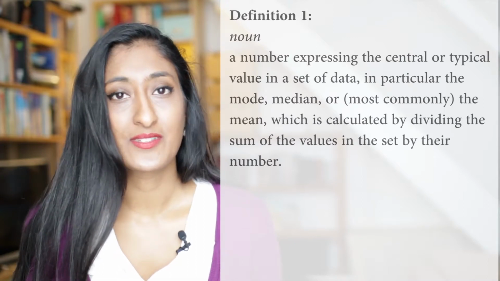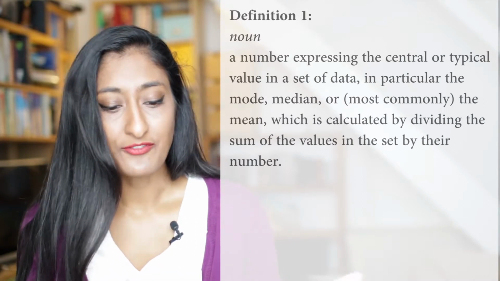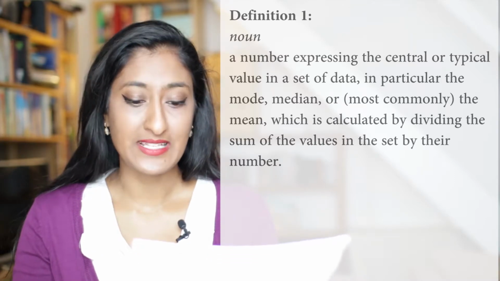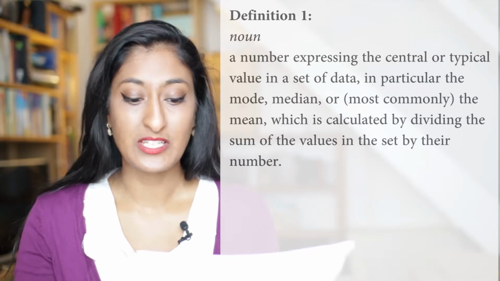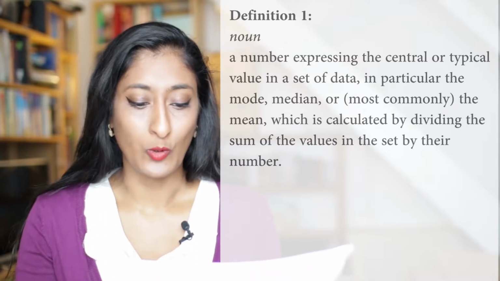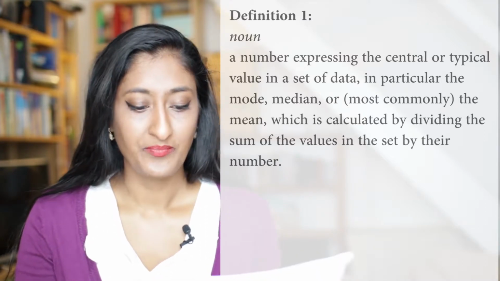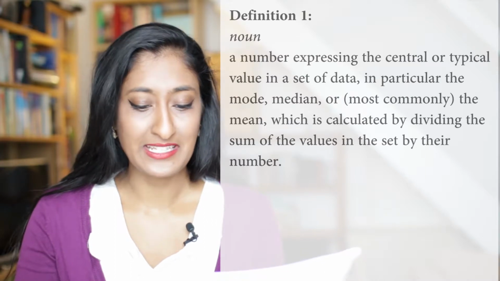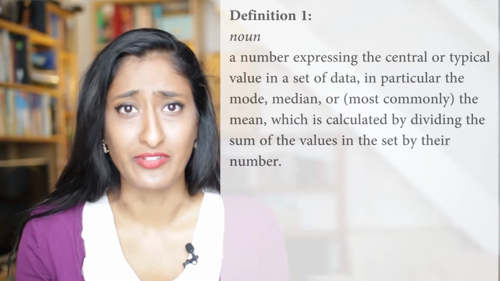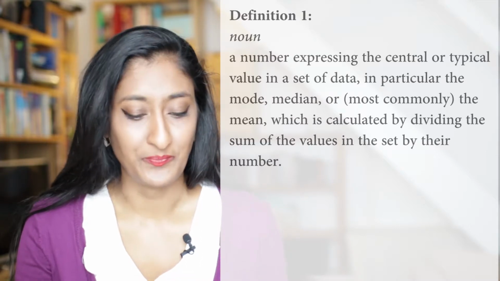The first one is mathematical. An average is, bear with me while I read this out, a number expressing the central or typical value in a set of data, in particular mode, median, or most commonly the mean, which is calculated by dividing the sum of the values in the set by their number. Good grief, that was a mouthful.